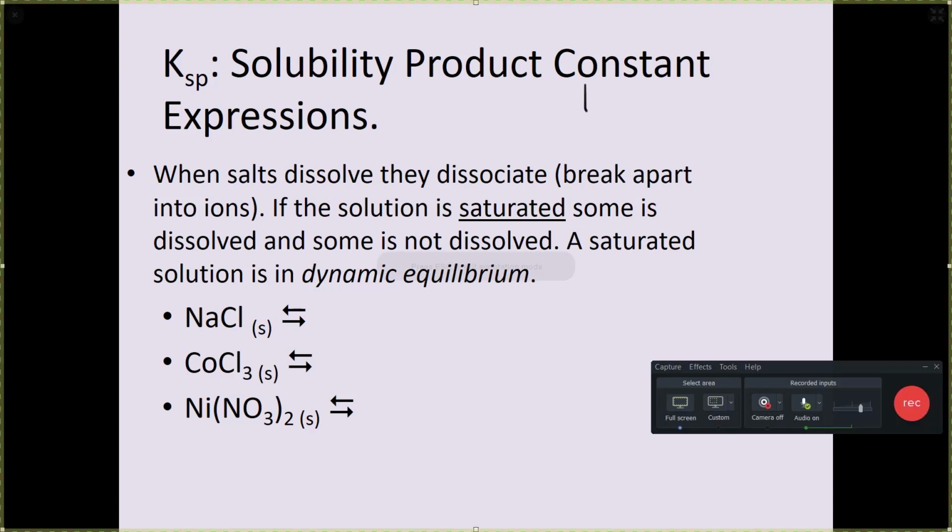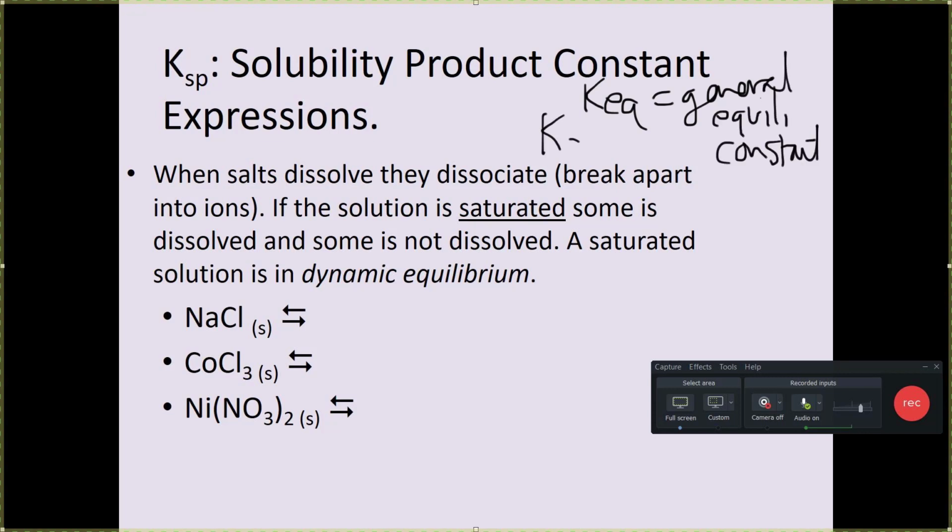So we've talked about a KEQ. This is a general equilibrium constant. And we've talked about a Kc. This is the equilibrium constant when our units are molarity. And now we're going to talk about an equilibrium constant that is for dissolving salts. It is called the KSP, or the solubility product constant. And we can write an expression just like we have done with equilibrium constant expressions.